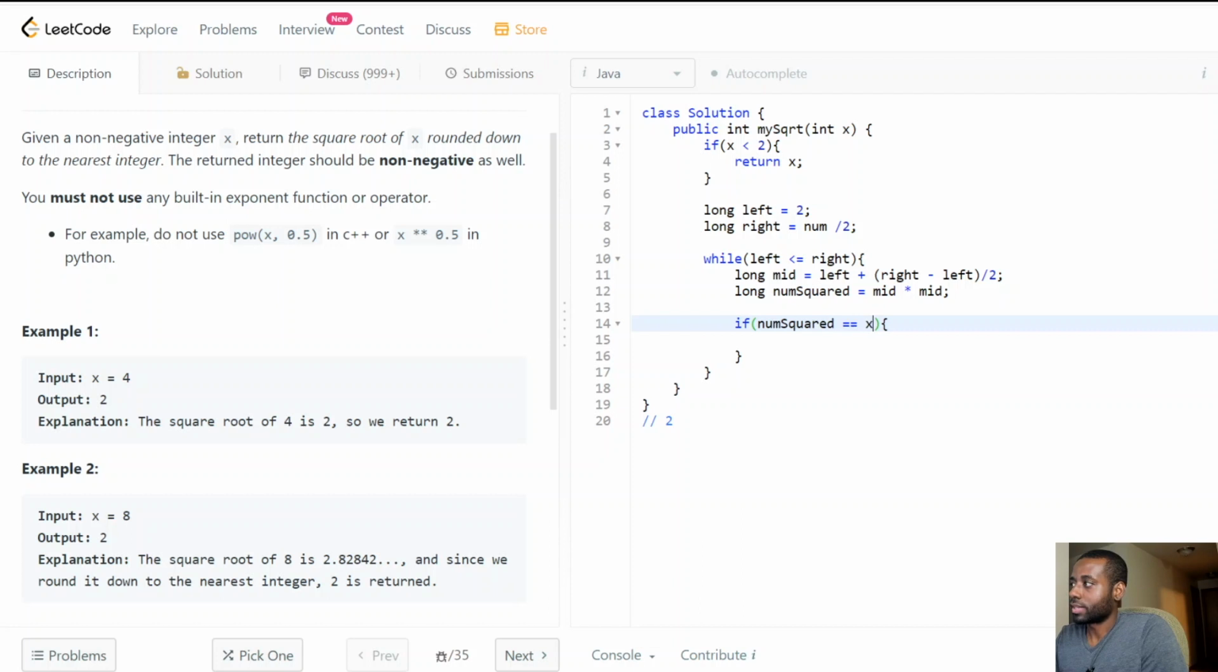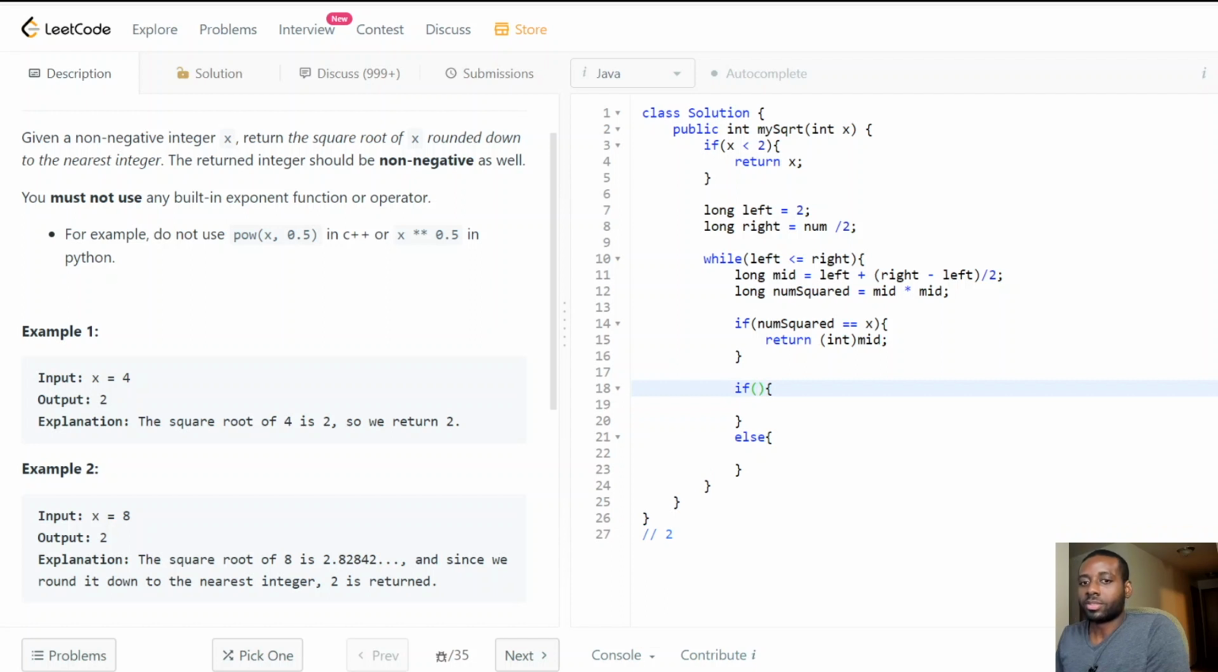does it equal x? If it does actually equal x, then we return that element, right? But before returning it, we cast it into an integer, okay? So let's do the case where it doesn't equal the number that we're doing, right? We could do our thing right there, okay? We're going to decide to either go left or go to the right, okay?